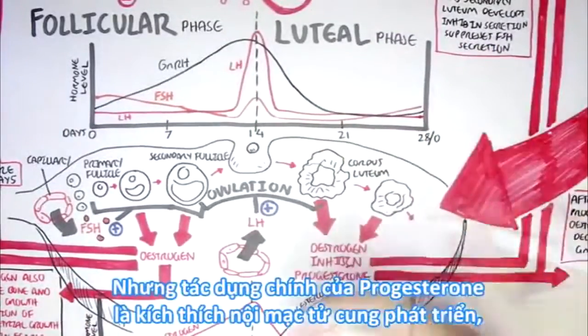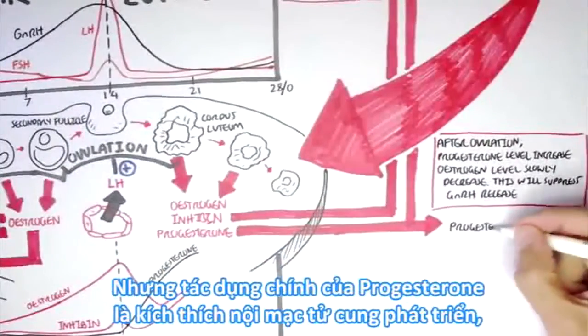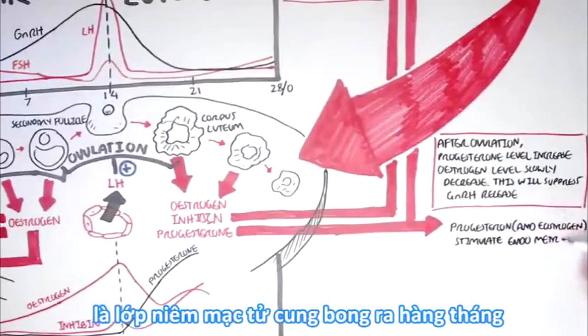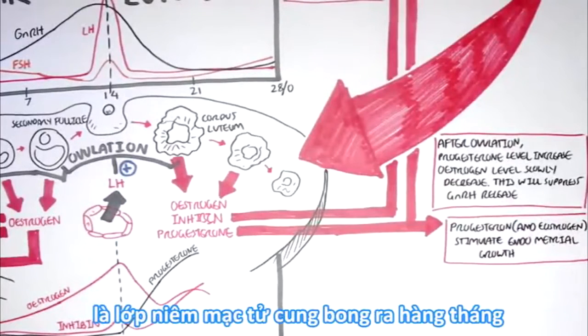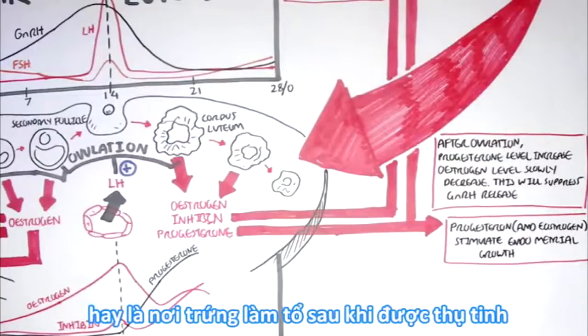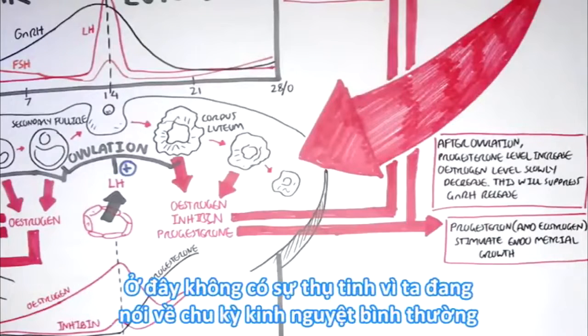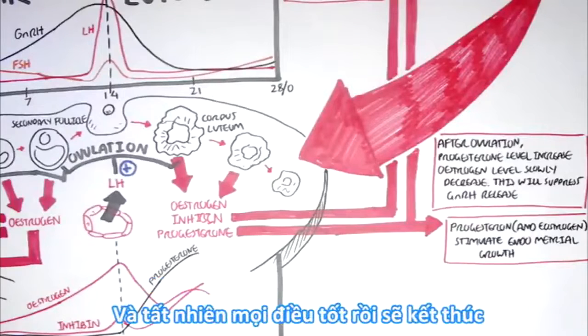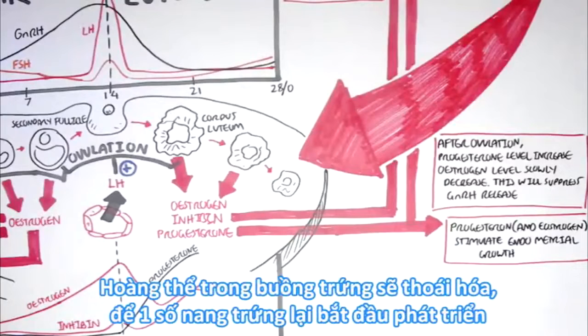But the main effect of progesterone is that it will stimulate endometrial growth. The endometrial lining is the lining of the uterus, which will shed each month, and the endometrium is where the egg will implant if it's fertilized by sperm. Okay, let's just say there was no fertilization, because this is just a normal menstrual cycle. And of course, all good things have to come to an end. The corpus luteum in the ovary will degenerate, allowing a new set of follicles to mature.